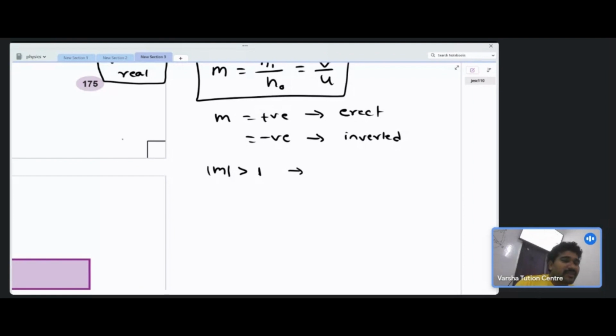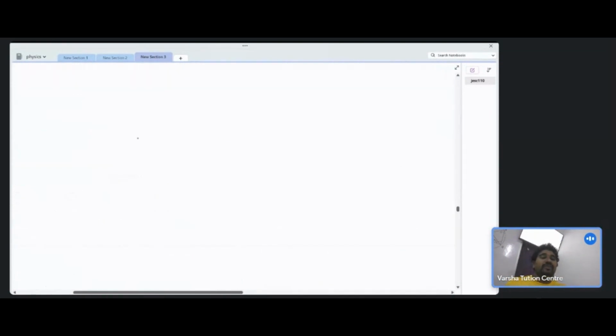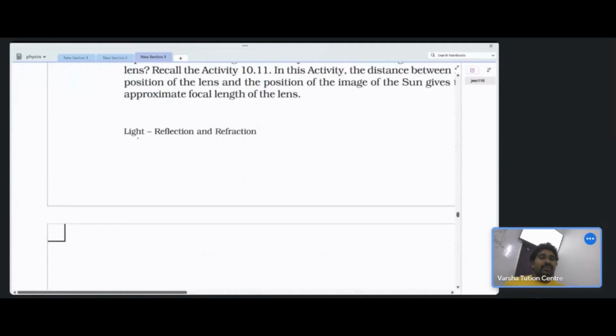If the magnitude is greater than 1, it is enlarged. If the magnitude is less than 1, it is diminished. Okay, you have to notice. M positive or negative is the same as erect and inverted. M greater than 1 or less than 1 is enlarged and diminished. Is that clear? Now we'll go to the table and mark there so that it will be helpful for us.